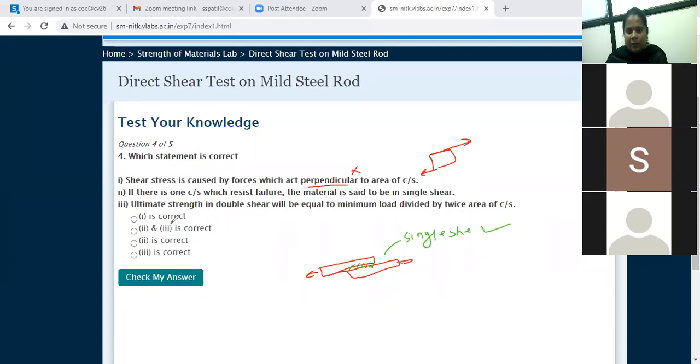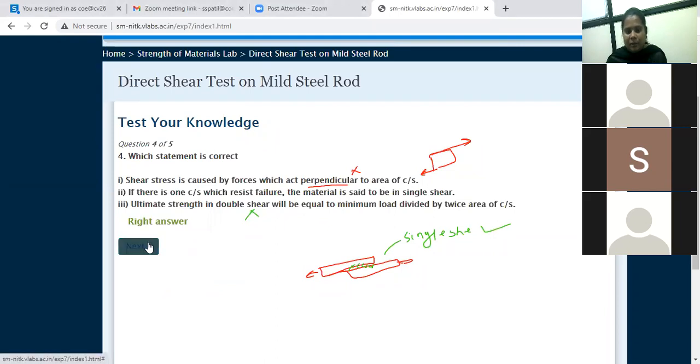Now the third statement: ultimate strength in double shear will be equal to minimum load divided by twice the area of cross section. No, this is also wrong. So only the second statement is correct. So option C. Right, option C. That is, only the second statement is correct. If there is one cross section which resists failure, then this is called single shear.